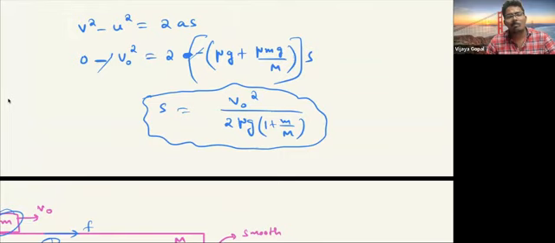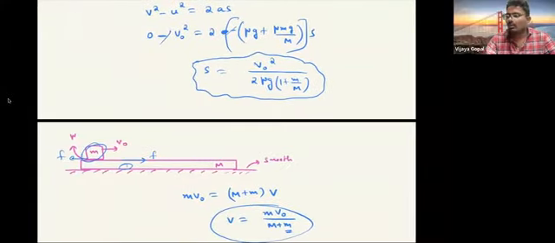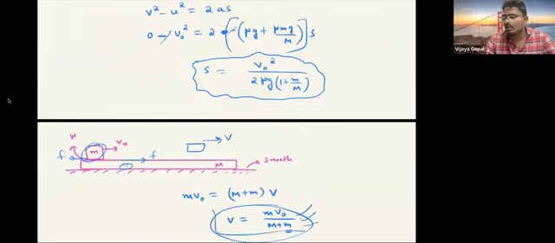Understood? Is that clear? Sir, I didn't understand the second one. Second one, see: initially what is the initial velocity of the small m block? V naught. Final velocity is how much? Common velocity V. Both will move with this common velocity. Now you know the initial and final velocity, so I'll use V square minus U square equal to 2AS. Then I'll get the displacement of the small block, the displacement with respect to ground.